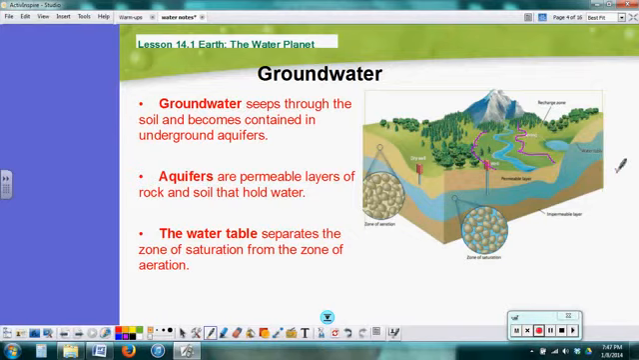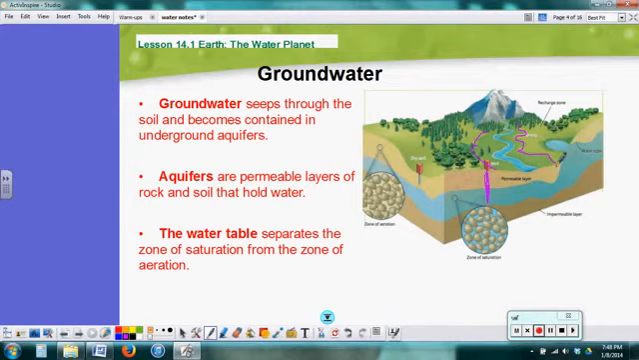So the aquifer itself is the rock and soil. The groundwater is the water that's in that aquifer, and that's where we can get our wells from. The wells have to go down into the aquifer to get the water, the groundwater that's there. If it doesn't go down far enough, it won't reach it. The water table is that point of when you hit the water.